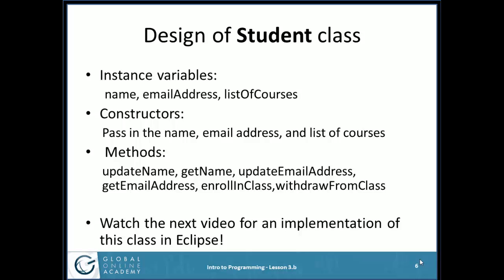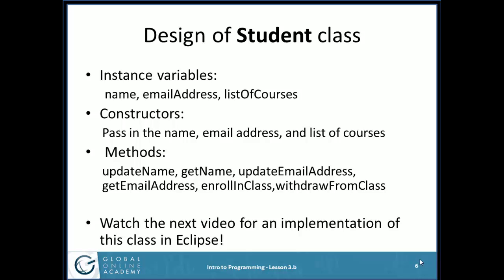We might have instance variables, state variables of name and email address and list of courses. So if I create a student, each student has a name, an email address, a list of courses that might be different than the next student that I create.